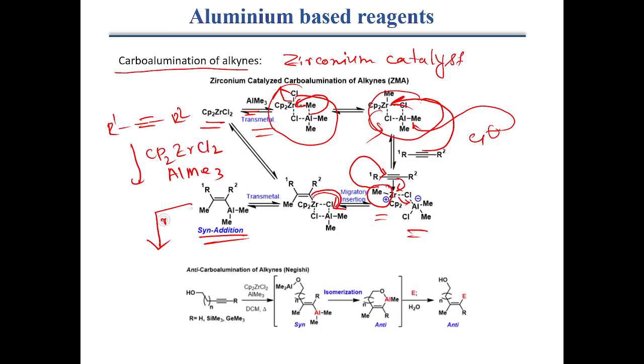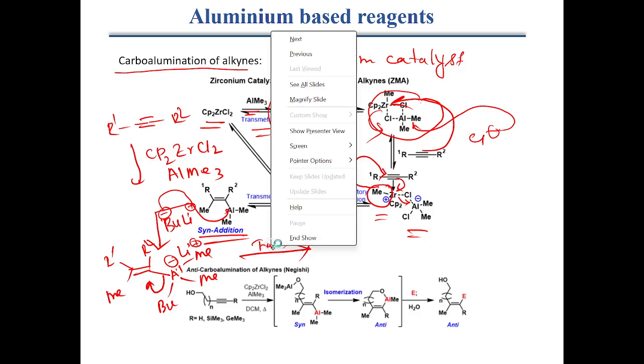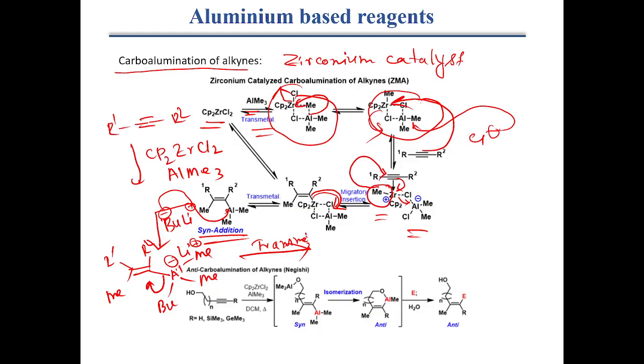So now if we treat it with butyl lithium, the butyl is negative and lithium is positive. Now there is a possibility butyl will react here at the aluminum center. It will go this way: aluminum minus, methyl, butyl, lithium plus. So now this is neutralized and transmetallation happens. This aluminum is exchanged with lithium. So that is called transmetallation.